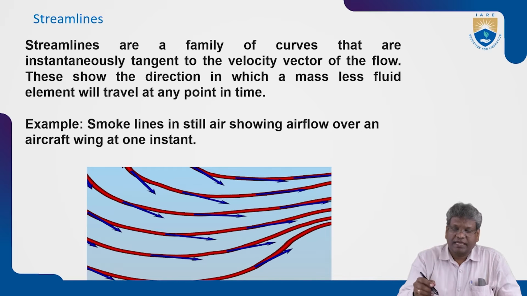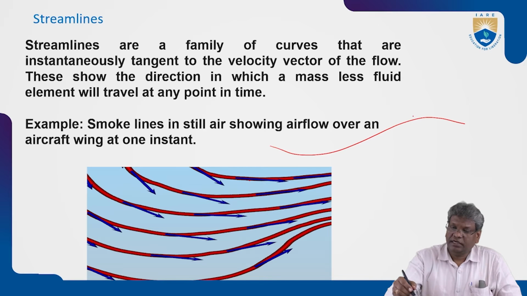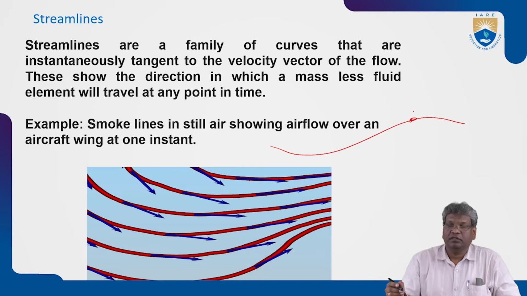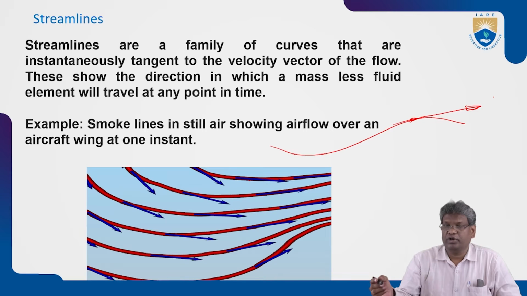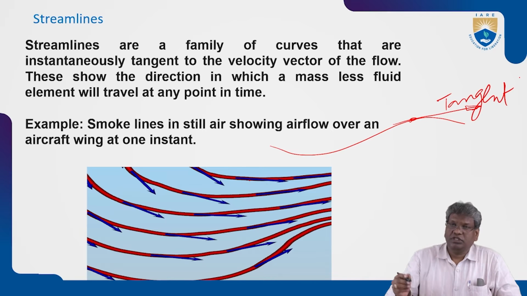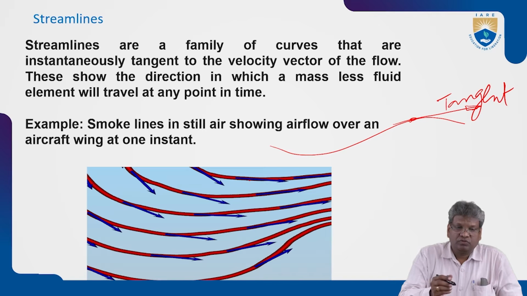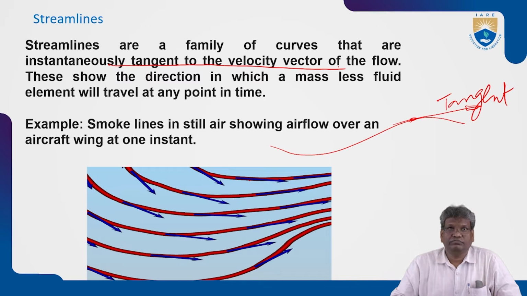So a streamline is an imaginary line in the fluid flow, and if you take any point on the streamline and draw a tangent on the streamline at that particular point, the tangent gives you the direction of velocity. So streamlines are a family of curves that are instantaneously tangent to the velocity vector of the flow.